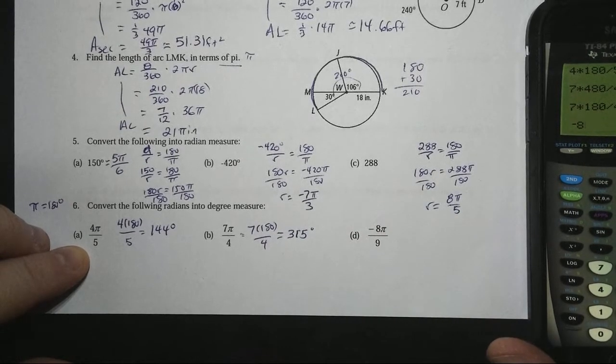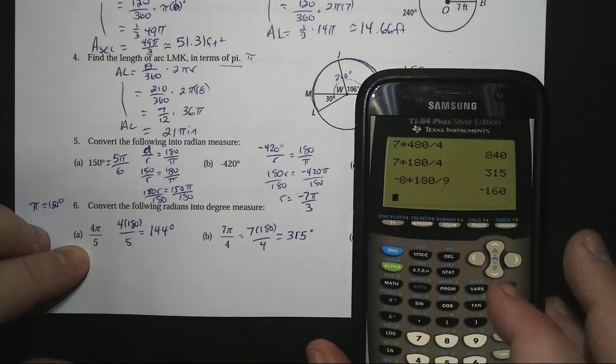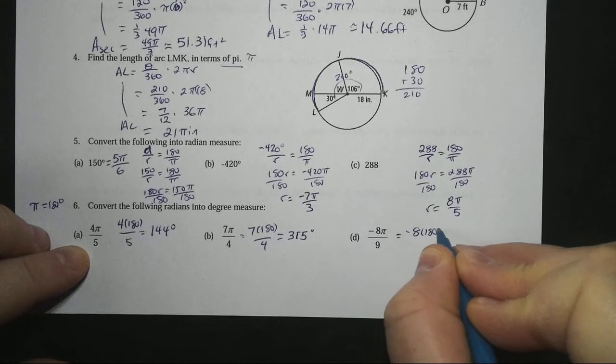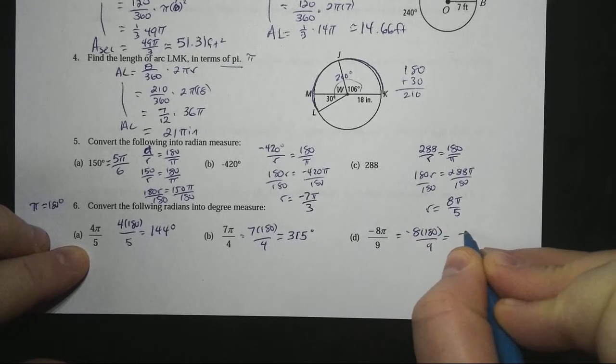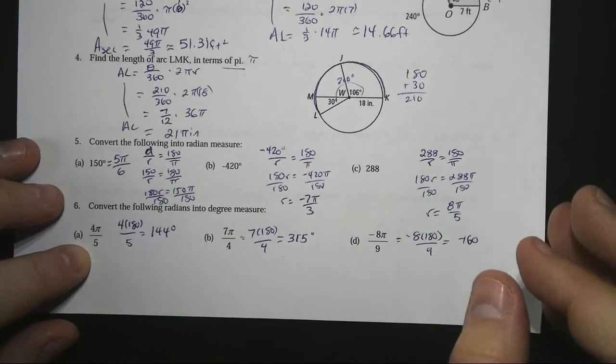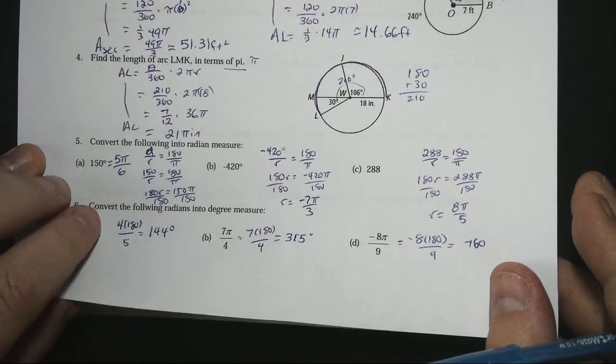You do negative 8 times 180 divided by 9. And there's the next one. So this is negative 8 times 180 divided by 9, and this is equal to negative 160. I'll redo these on the calculator later so you can see the conversion from radians to degrees. But that's it.